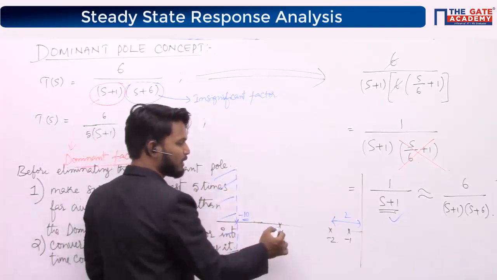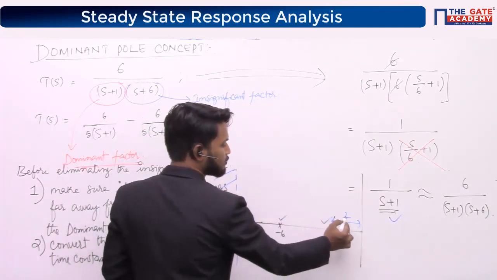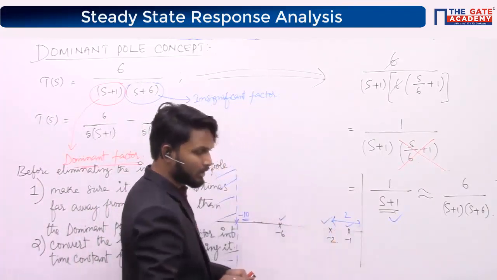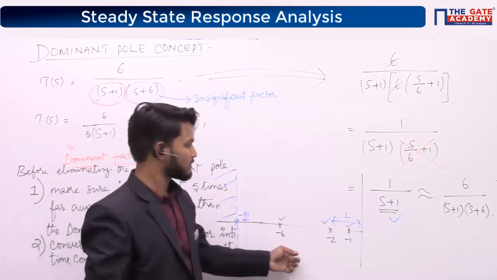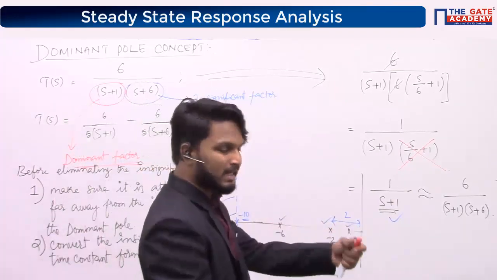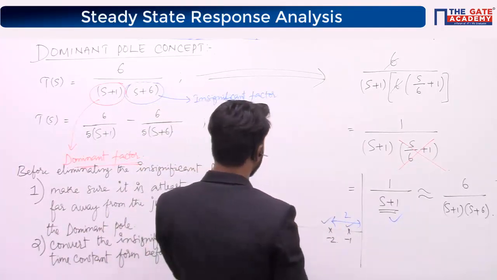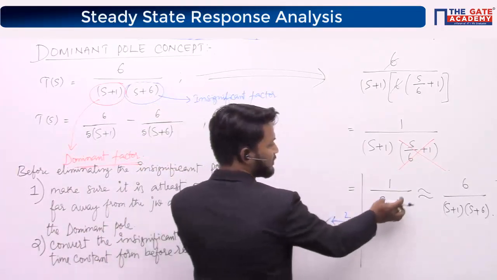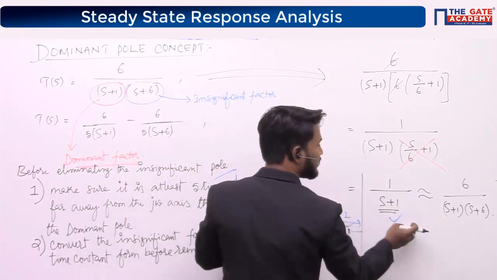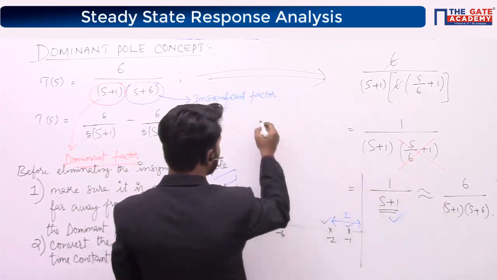So 6 cannot be removed. 6 has to stay, -2 has to stay, and -1 has to stay. Right? You cannot remove 6. See, not exactly the same, but similar. That is what I wanted to say. This is not exactly equivalent to this. This is approximately equivalent to this.